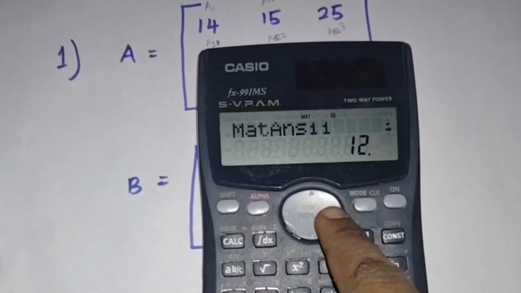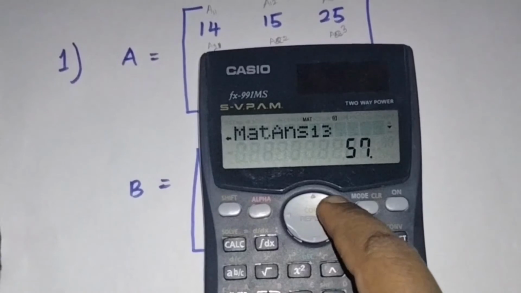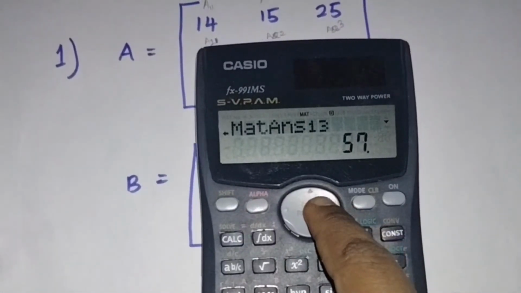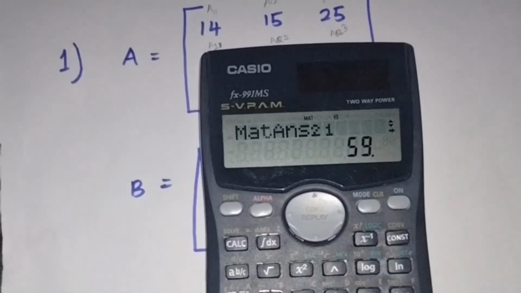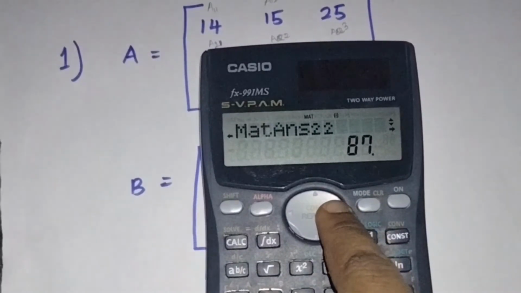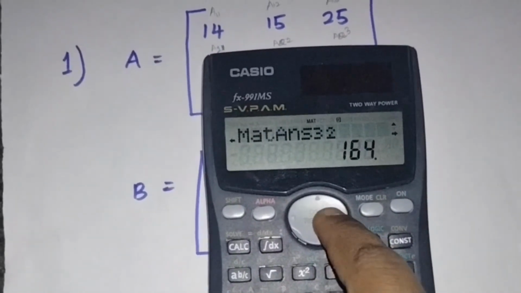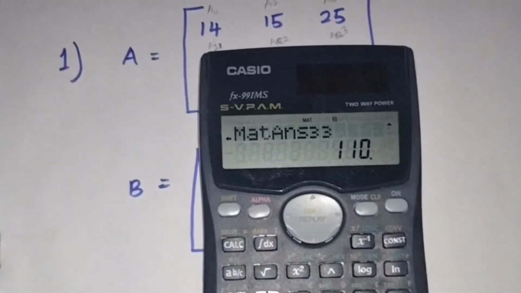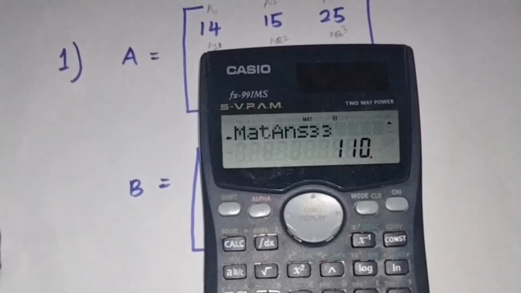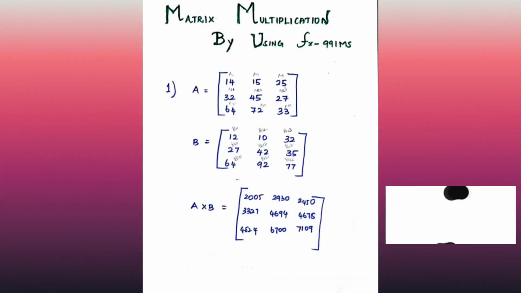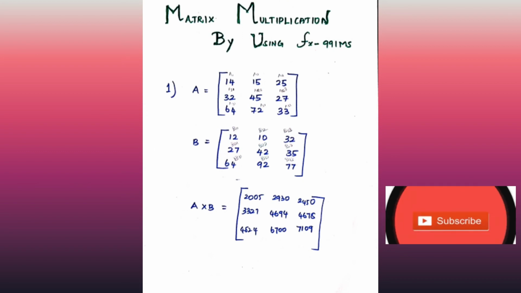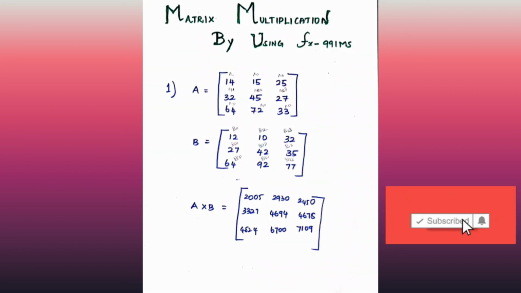Here 1 1 is 12, 1 2 is 25, 1 3 is 57, 2 1 is 59, 2 2 is 87, and the remaining entries follow. So here we get the matrix addition. Okay, so in this video we have discussed matrix multiplication and addition by using a calculator.